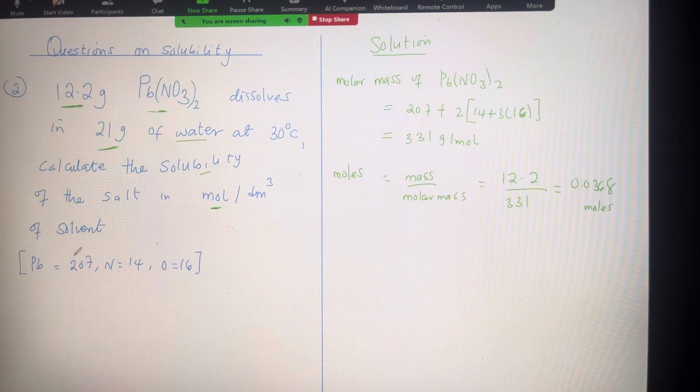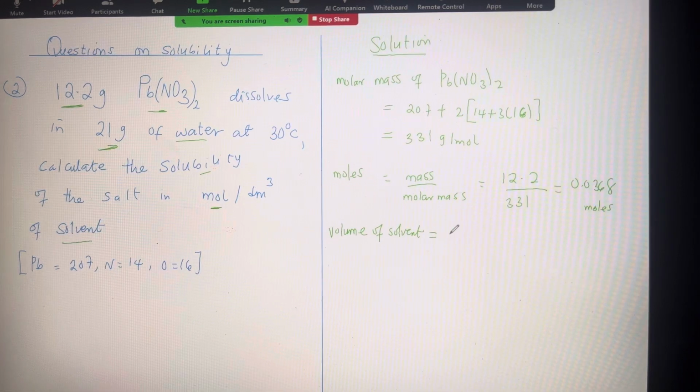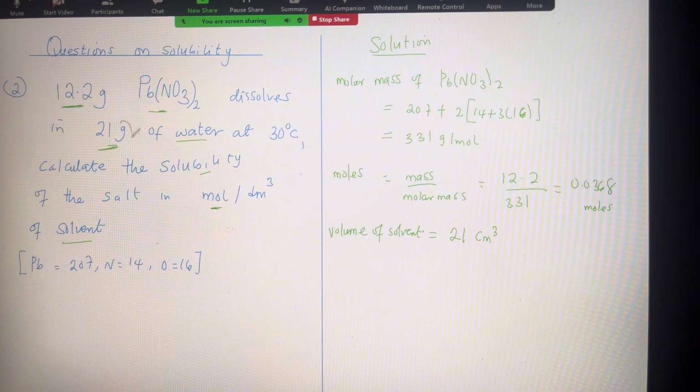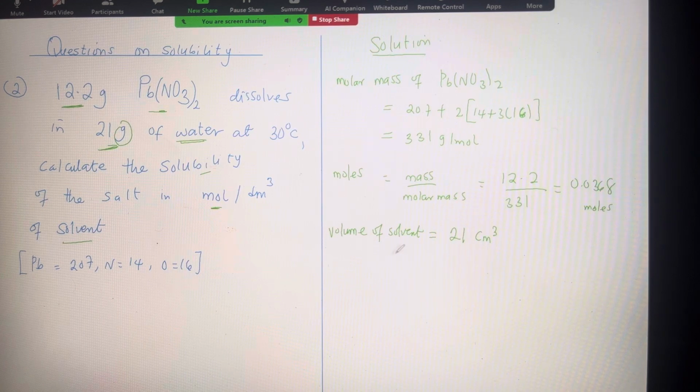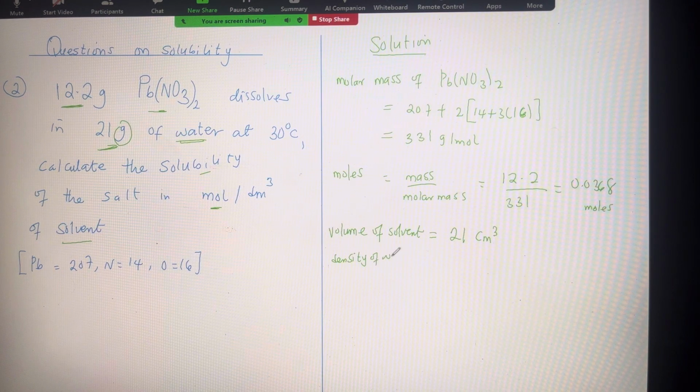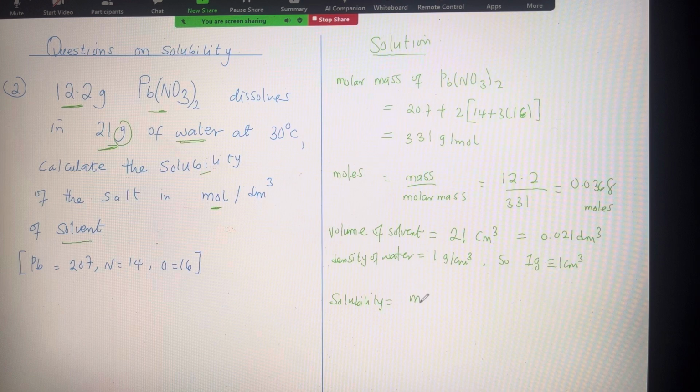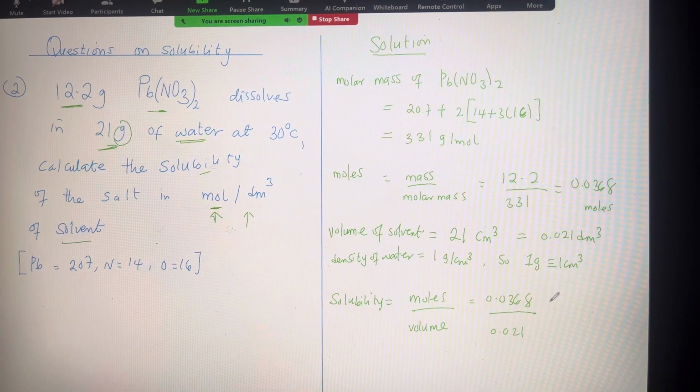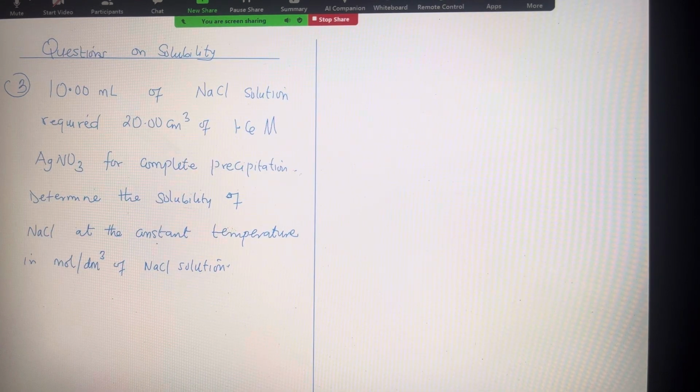Apart from this, we'll need to get the volume of the solvent. The question said 21 grams of water, but I'm writing 21 cm³ here. Why? Because it's water, and for water, the density is 1 gram per cm³, meaning that 1 gram is actually 1 cm³. So 21 cm³ is for the 21 grams. Convert that to dm³, you have that value there. Get the solubility, moles over volume, and you slot in your moles 0.0368, your volume as well in dm³, and that gives you your answer as 1.755 moles per dm³.